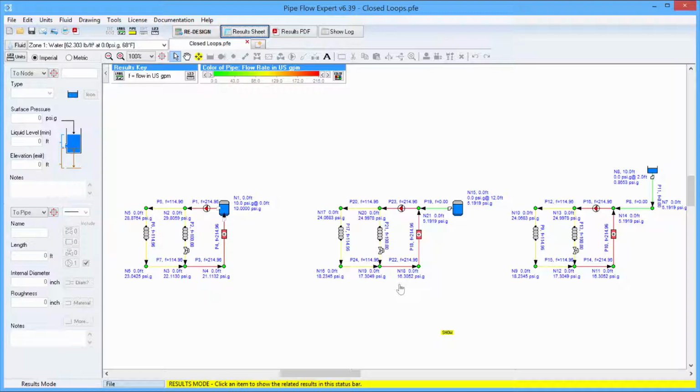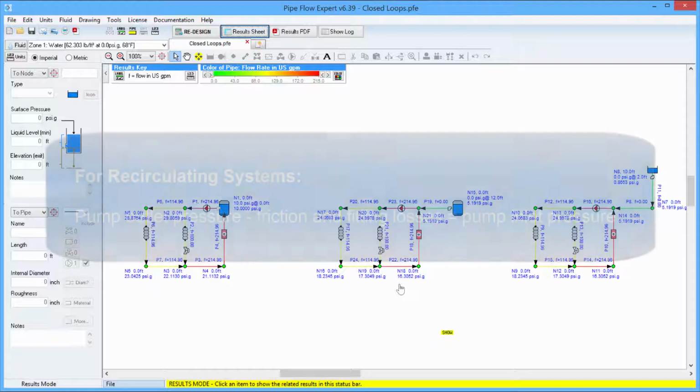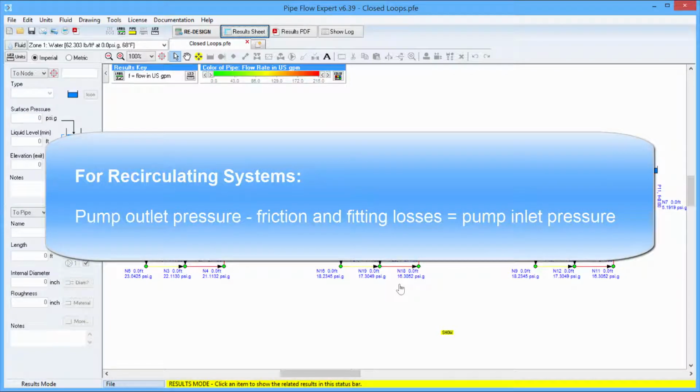A pump in a closed-loop recirculating system will only add enough pump head to overcome the pipe friction and fitting losses that occur due to the velocity of fluid flow around the system. The net pipe friction and fitting losses must equal the pressure added by the pump, since the pump outlet pressure minus the losses through the system must equal the pump inlet pressure in order for the system flows and pressure losses to balance.